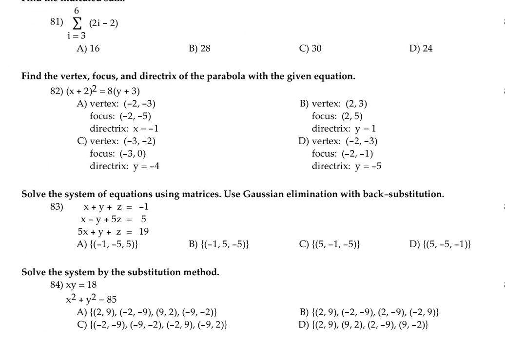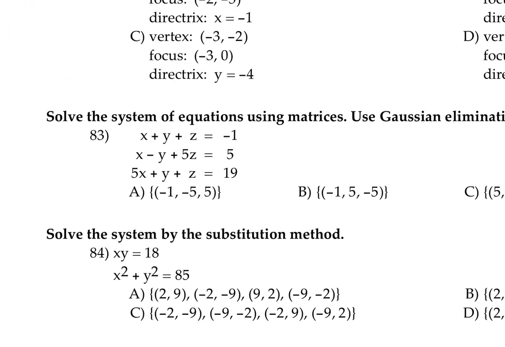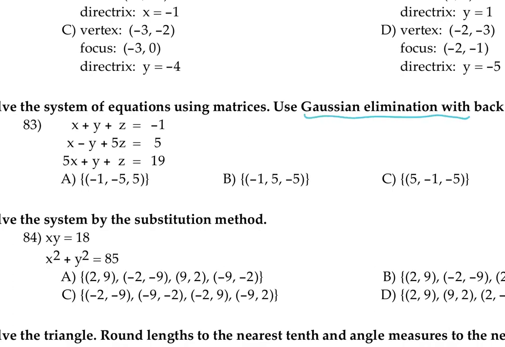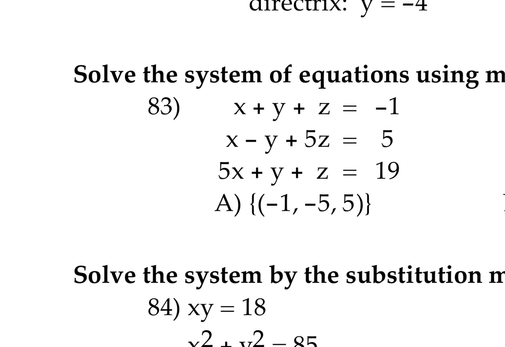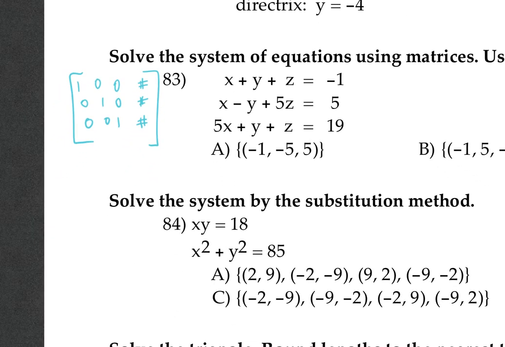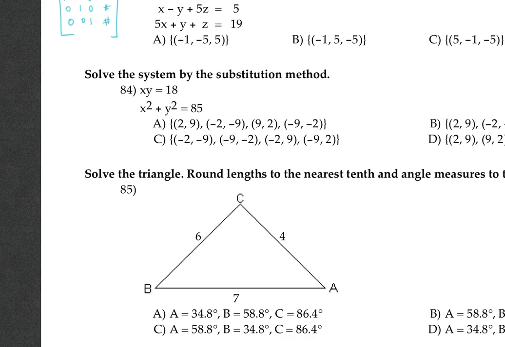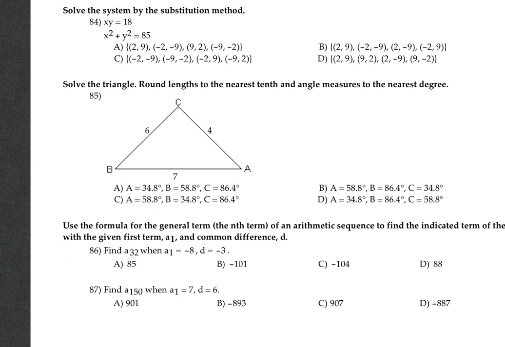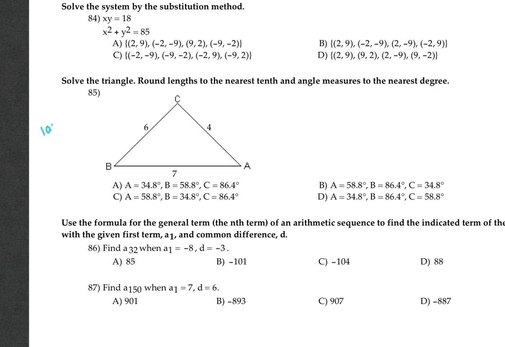All right, 82 was back to the parabolas. 83 is your Gaussian elimination with back substitution. So this actually should be Gauss-Jordan. It's 1, 1, 1, 0, 0, 0, and then your X, your Y, your Z. So 83 is looking to get your matrix into that system. 84 is back to substitution. 85, you're dealing with the law of cosines because you're given 3 side lengths.